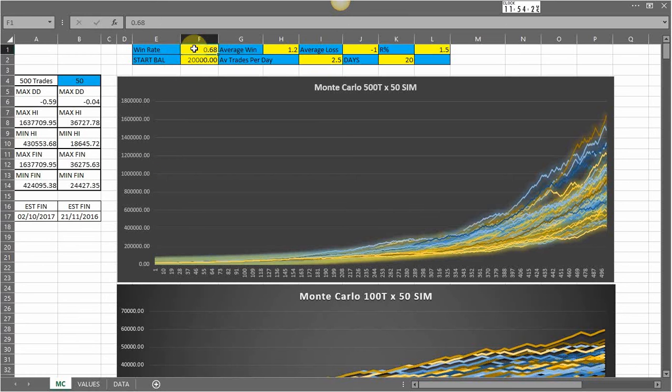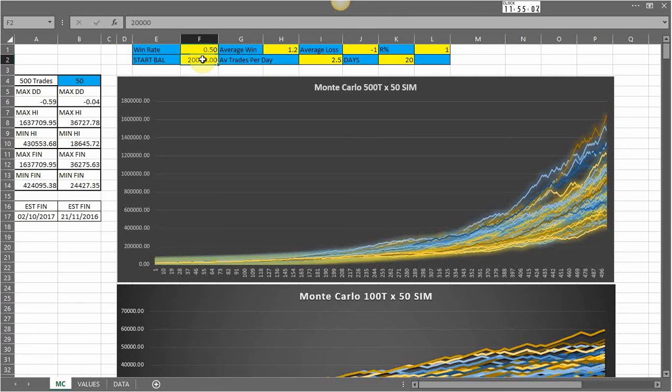So let's have a look at a theoretical system. For probability, I'm using 1 as 100%, so a 50% probability would be 0.5. Our average win, let's say, is 1.2. Our average loss is minus 1. And these are always in R, and R is then represented by a percentage of the account. So let's say we're risking 1% of our account. We lose minus 1% on the average loss, and on the average win, we make 1.2.